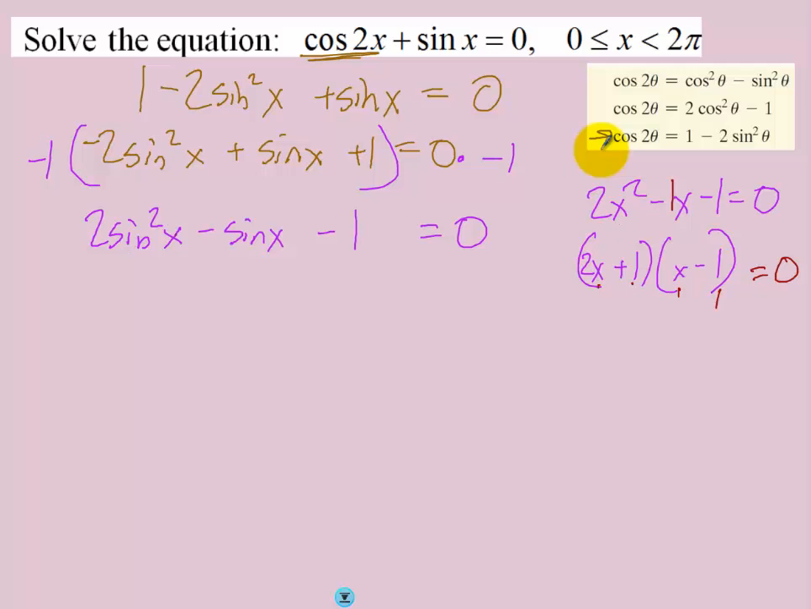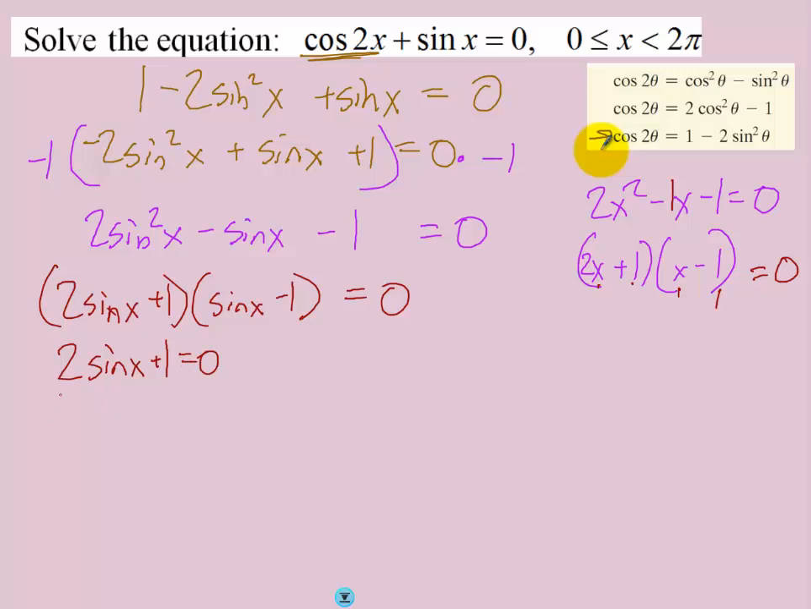Well, treat the sines the same way. So this is going to factor to 2 sine of x plus 1 times sine of x minus 1 equals 0. Set each of those factors equal to 0. 2 sine of x plus 1 equals 0. I want to isolate my sine of x, so I'm going to subtract 1 on both sides. 2 sine of x equals negative 1. Divide by 2, I get sine of x equals negative 1/2. For the other factor, sine of x minus 1 equals 0, I'm going to add 1 to both sides, and I get sine of x equals 1.